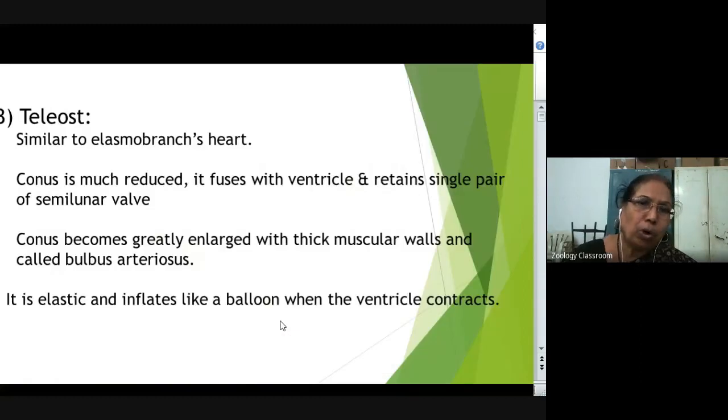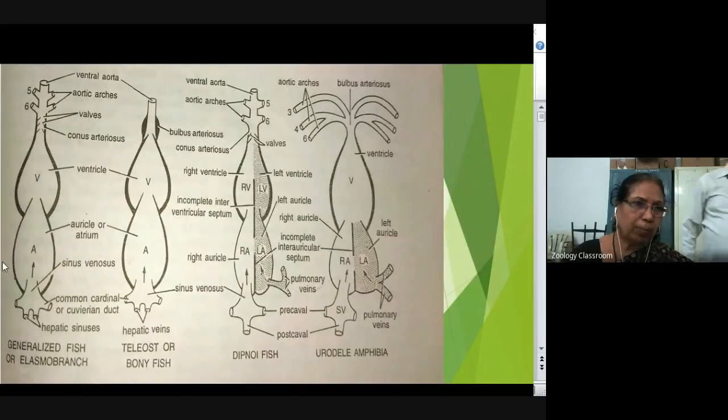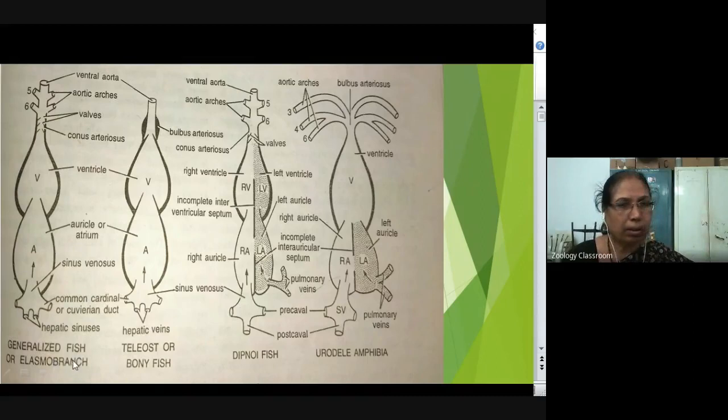Then in bony fish, for example Labeo, the conus arteriosus is much reduced. The other parts are similar. Conus becomes enlarged in that part. The conus has a muscular wall and inflates like a balloon when the ventricle contracts. Then we see this diagram. So this is the first diagram. Fish. Then in the bony fish.